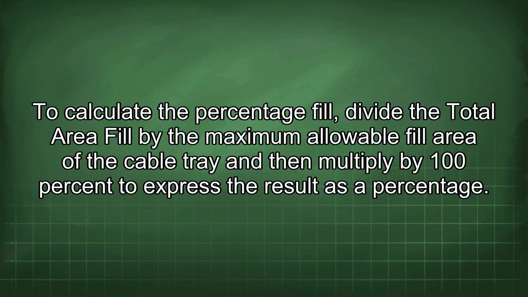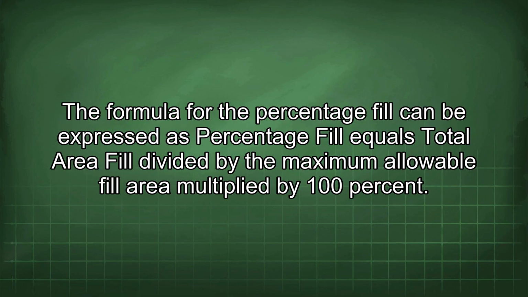To calculate the percentage fill, divide the total area fill by the maximum allowable fill area of the cable tray and then multiply by 100% to express the result as a percentage. The formula for the percentage fill can be expressed as percentage fill equals total area fill divided by the maximum allowable fill area multiplied by 100%.